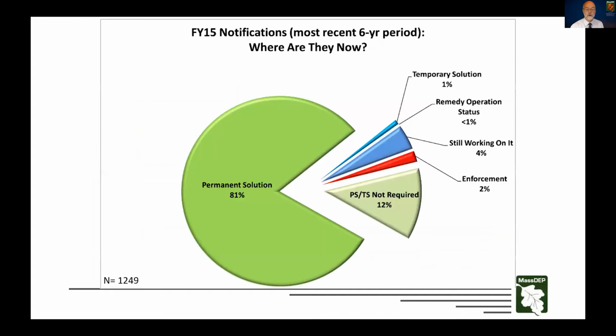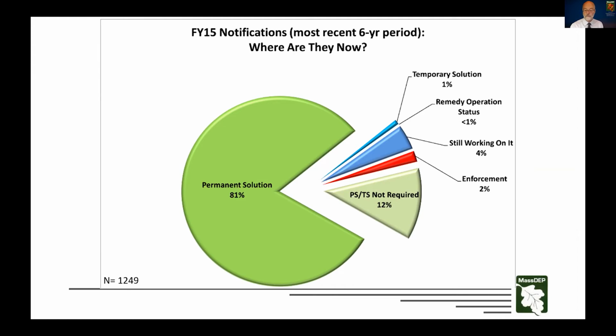Next slide. We also look back at the last 6-year time period to see more specifically how things are going. 81% of the sites that came in fiscal year 2015 have closed with a permanent solution. Another 12% are the permanent solution, temporary solution not required. Those are the duplicate RTNs, the daughter RTNs that are folded into the primary RTN. Those are also the adequately regulated sites and some others, URAM notifications, that sort of thing. So combining the two, 93% really are where they should be. Another 1%, so make it 94%, have temporary solution or remedy operation status, which are also appropriate regulatory endpoints, if you want to call it that, for the 6 years.